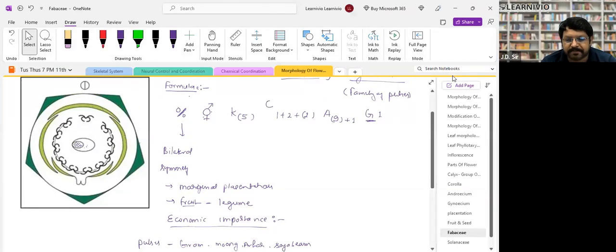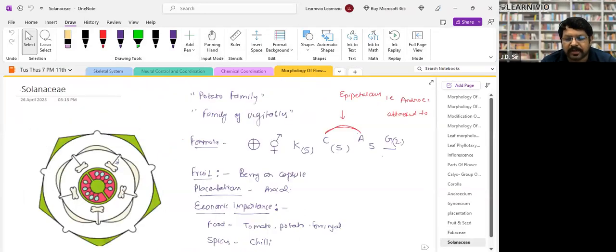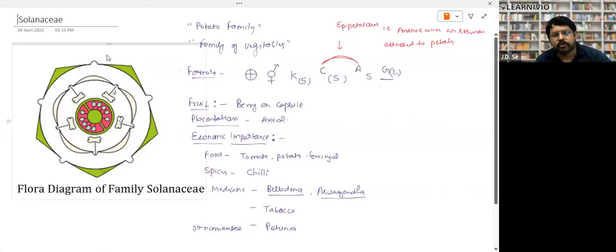Come to the next family. Solanaceae. Solanaceae is called the family of vegetables, or the potato family, because potato belongs to this family. It is also a dicot family. Now, what are the characteristics of Solanaceae? Try to understand.